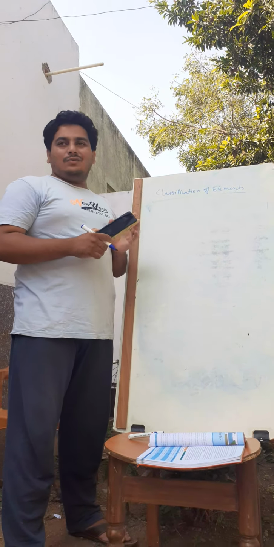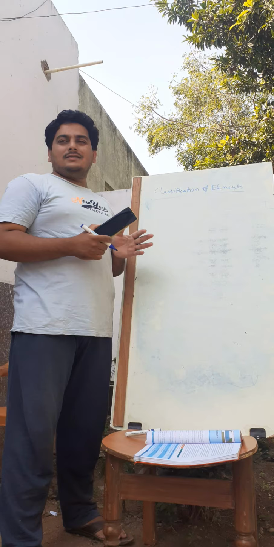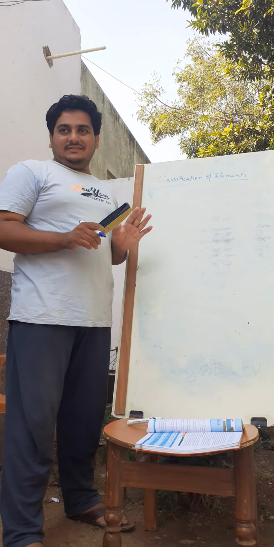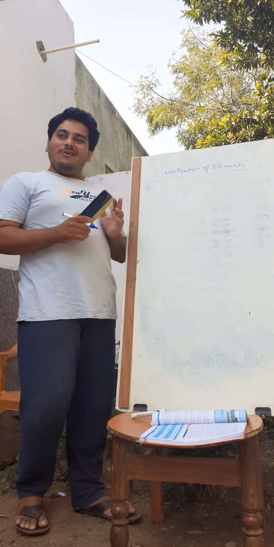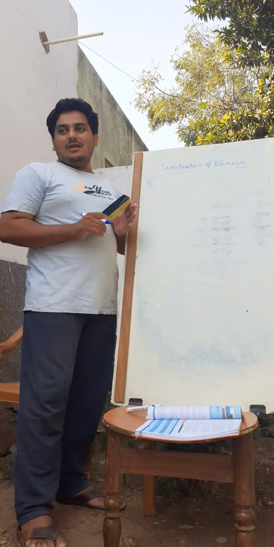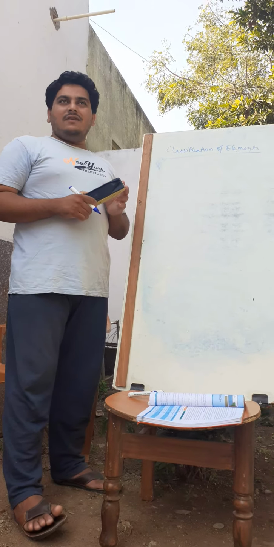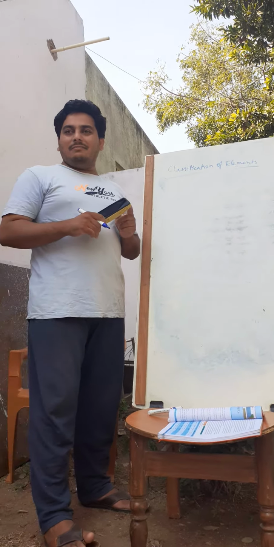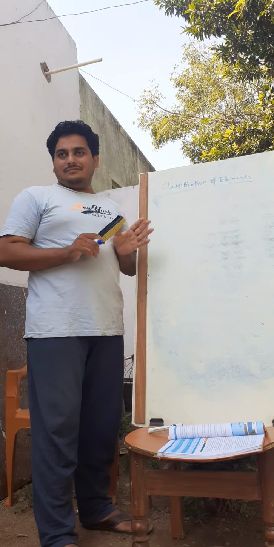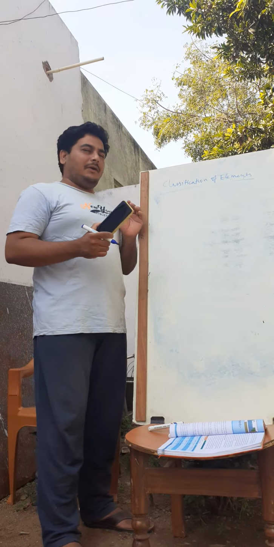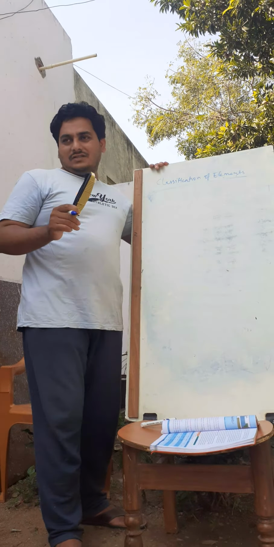At present, we have approximately 118 elements, and we need to remember all of them. How can we remember 118 elements? Not only should they be remembered, they should also be arranged in a particular order. How can we arrange the elements in a particular order? That is what we want to know.